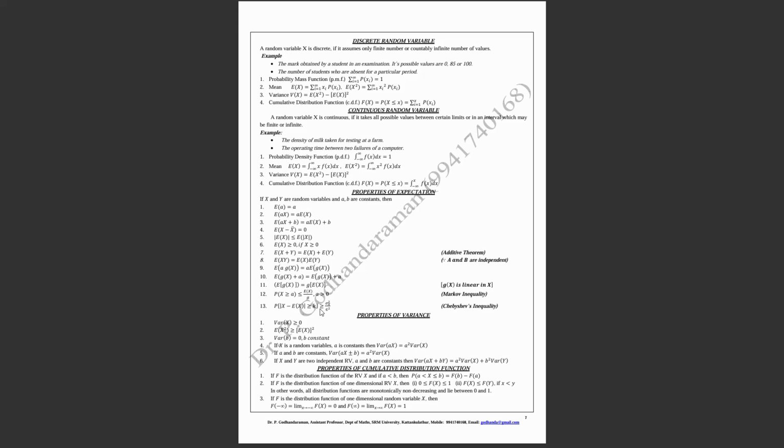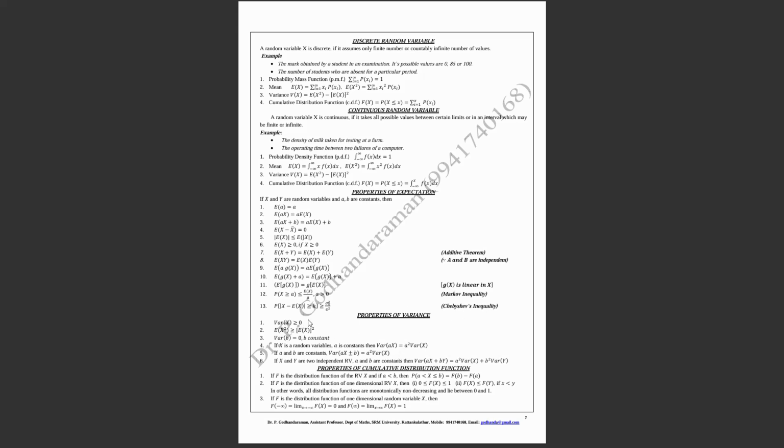P of modulus of x minus E of x greater than or equal to k is less than or equal to sigma square divided by epsilon square. This is the Chebyshev inequality. And next are some properties of the variance.